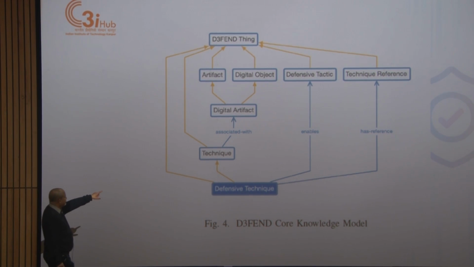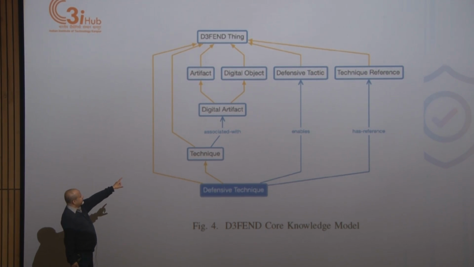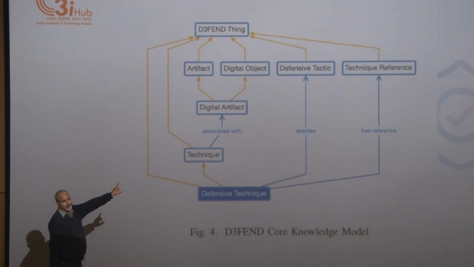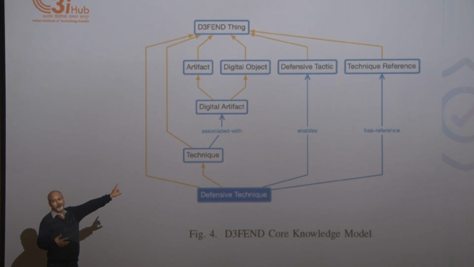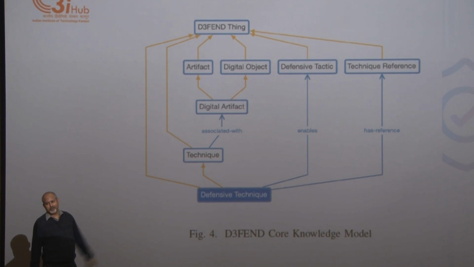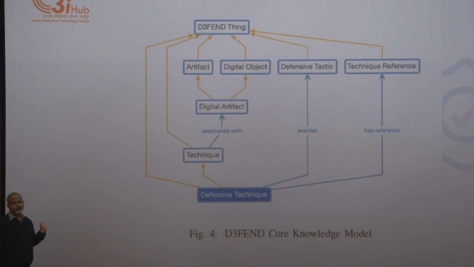Now if you see, the technique is associated with a digital artifact, right? Because any technique will either create a digital artifact or consume a digital artifact. For example, if I want to detect whether there is network command and control activity, I will look for URLs and IP addresses, right? So URLs and IP addresses are digital artifacts. If I want to know if there is phishing, then I would look for some kind of phishing message or email and things like that, right? If there has been an attack with malware, then I will look for a malware artifact, right?